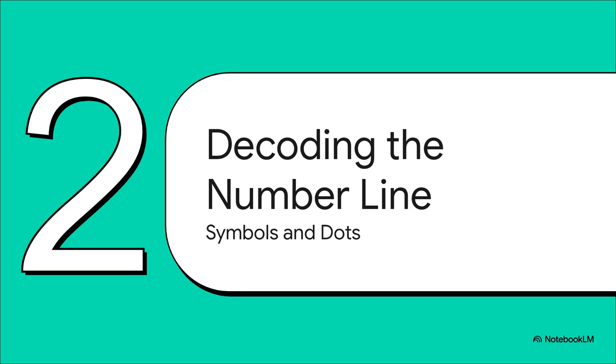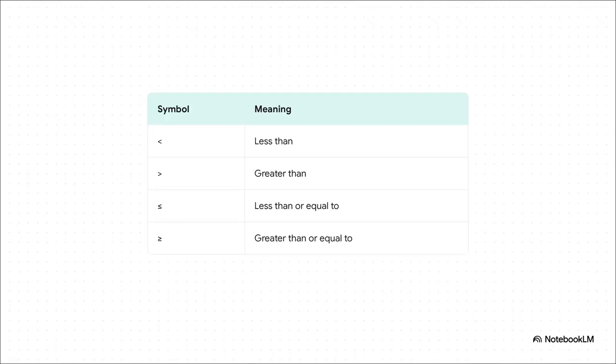Okay, so how do we decode this thing? It's actually super simple. It really just comes down to two key ingredients. You've got the symbols, which tell you which way to go, and then you've got the dots, which tell you where to start. Now, the symbols are pretty straightforward, right? Less than, greater than. They basically just point the way. They give you the direction of the rule. But the real magic, the part that makes this whole thing so precise, is how we mark that starting point.